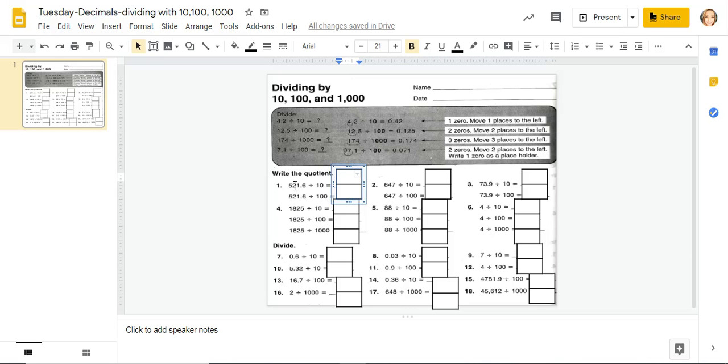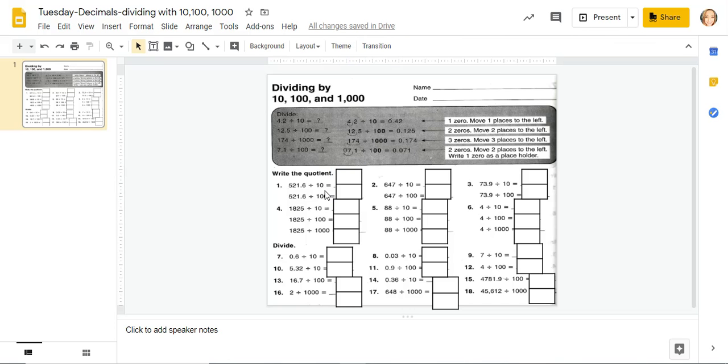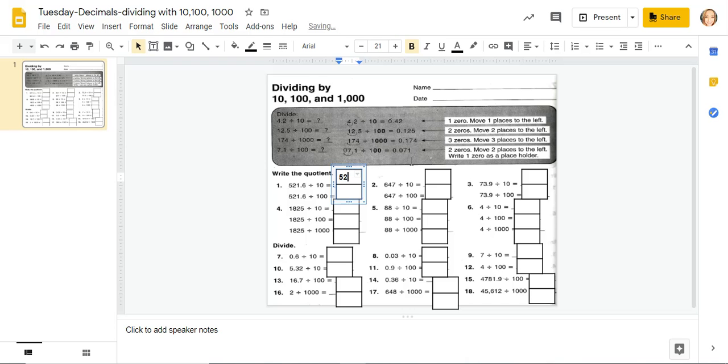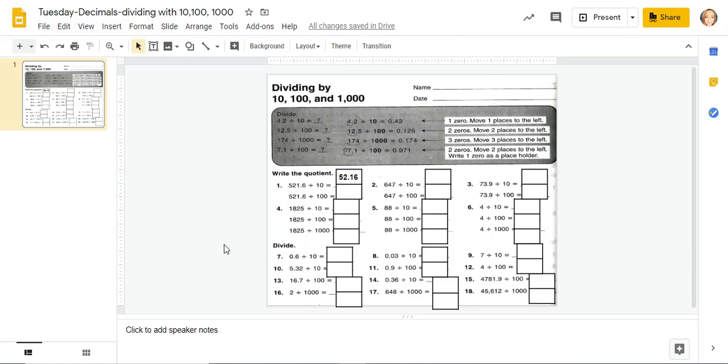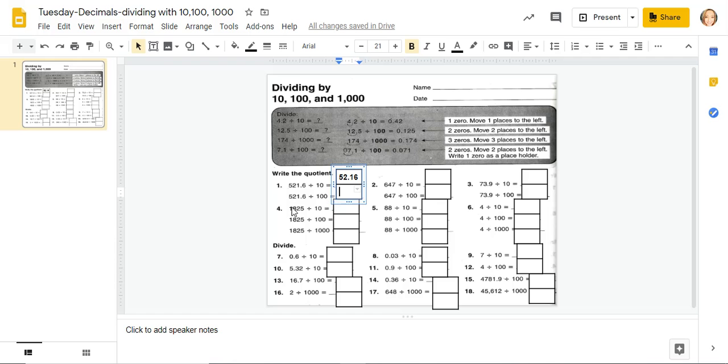Now let's do one in here. It says 521.6 divided by 10. How many zeros does this have? 1. So how many places am I going to shift this decimal? Once. So now my answer is going to look like 52.16. Okay, great. What about this one? Well, now you're shifting it over. 521, same number, but now you're dividing it by 100. So now instead of moving over once, you're going to move over twice. And you have 5.216.